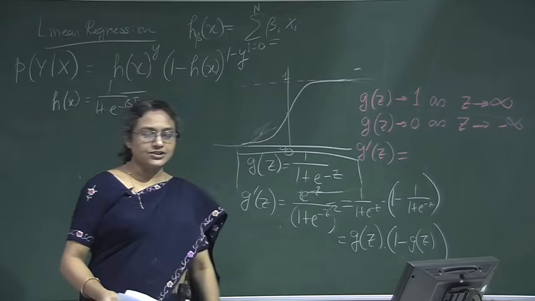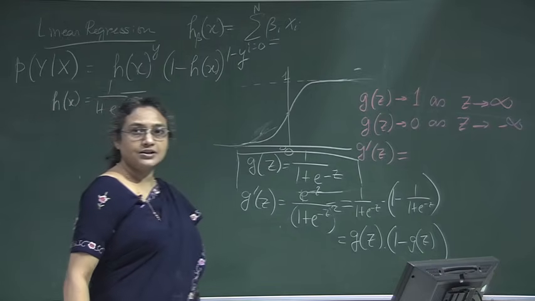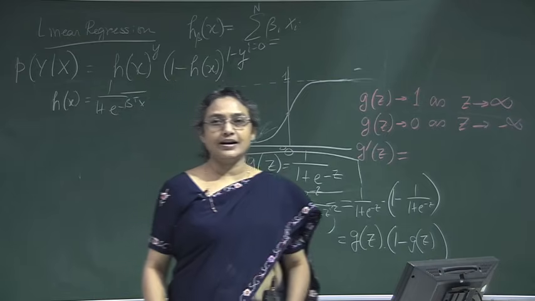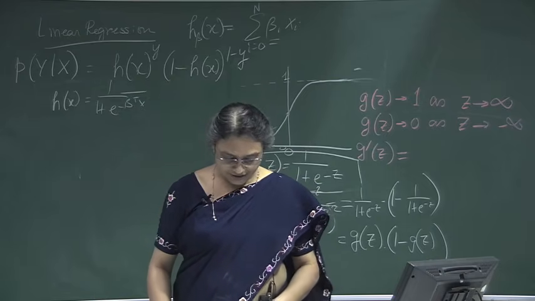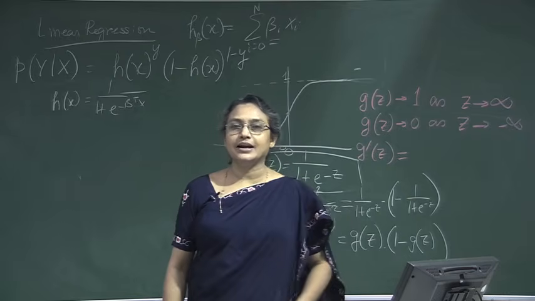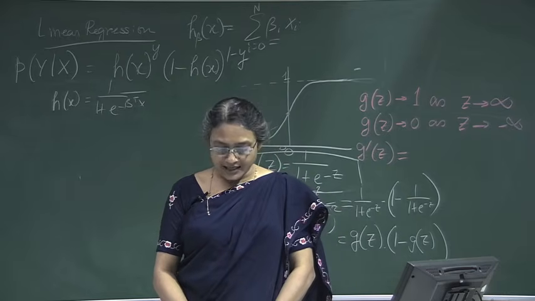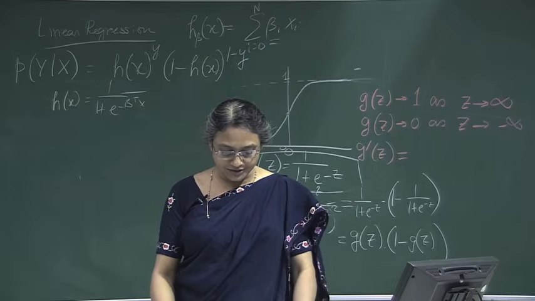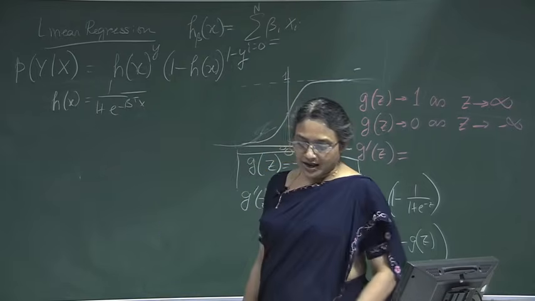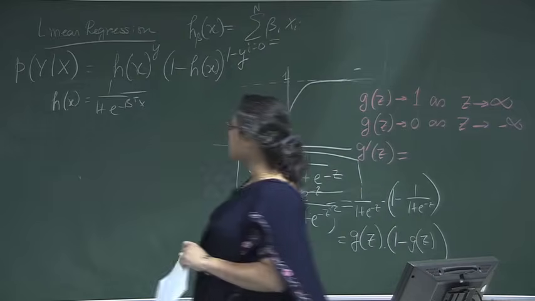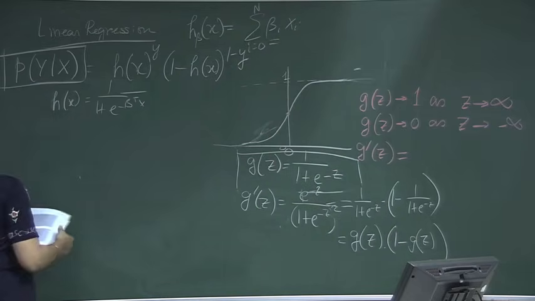Now, given this function, we can try to learn it by using gradient ascent. We want to maximize this function, and we can use the gradient descent method or gradient ascent method as we have used in linear regression. So, in logistic regression, we need to learn the conditional probability distribution, probability y given x. So, this is what we need to learn.